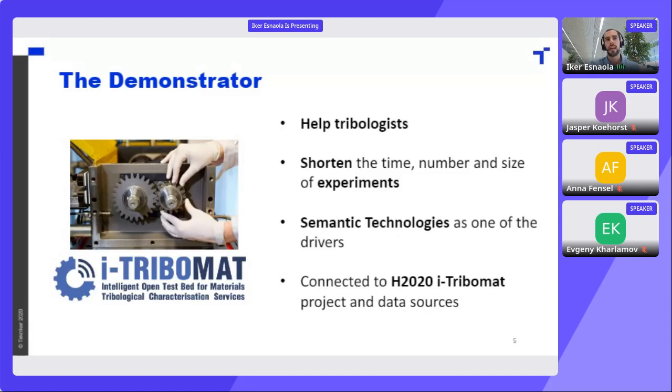And this way, shorten the time, the number, and the size of experiments they need to perform in order to understand the behavior of a given material under certain conditions. Because the problem is that many times tribologists perform experiments that have already been performed, if not the same, very similar, but they cannot access this information because, as I said, they're not using standards. So in this case, we are using semantic technologies as one of the main drivers that will help us achieve this goal. I also wanted to comment that this demonstrator is connected to the iTribomat project and also the data sources that are available in this project.